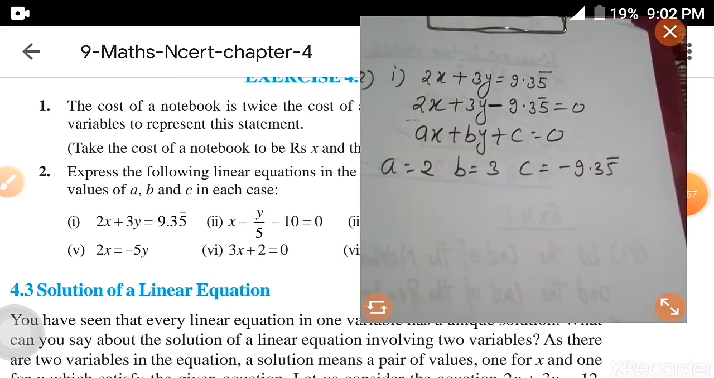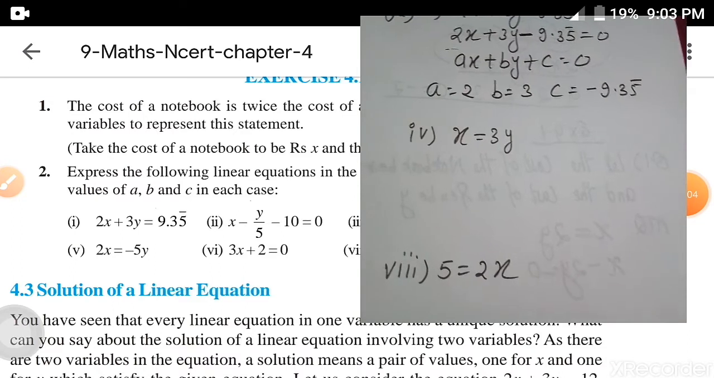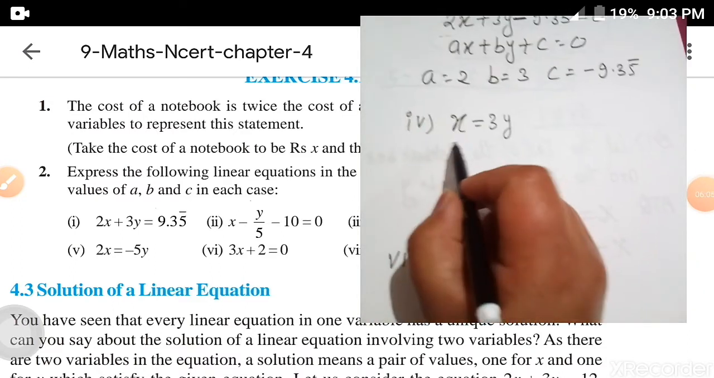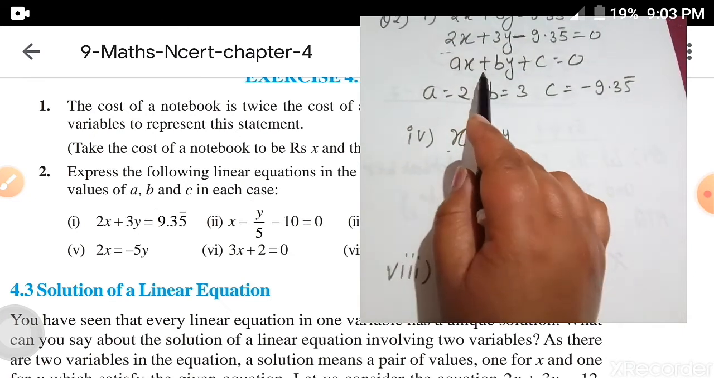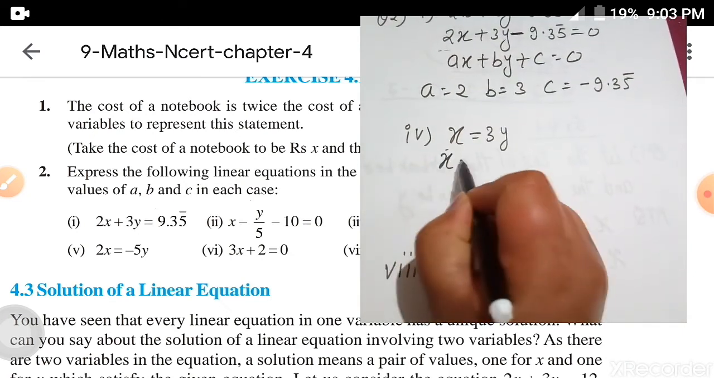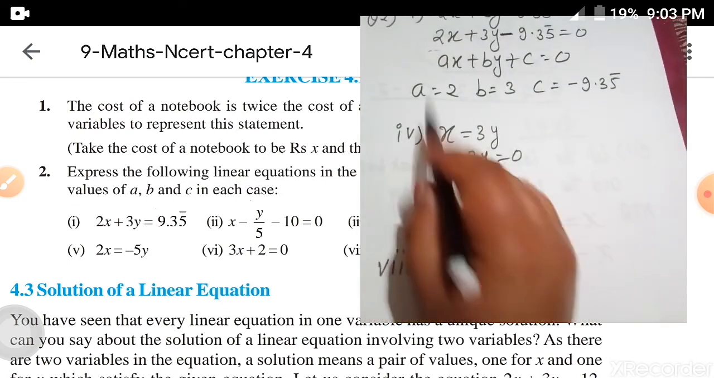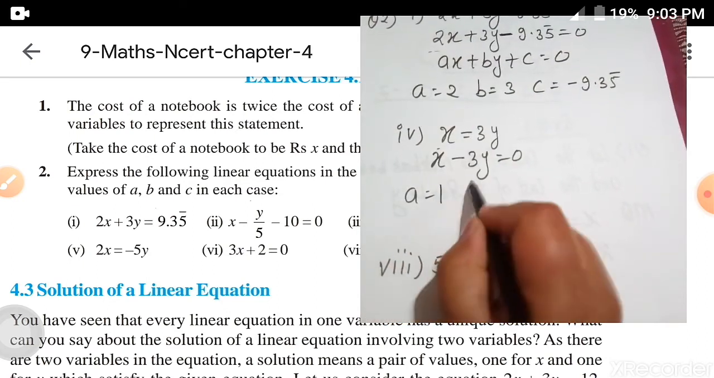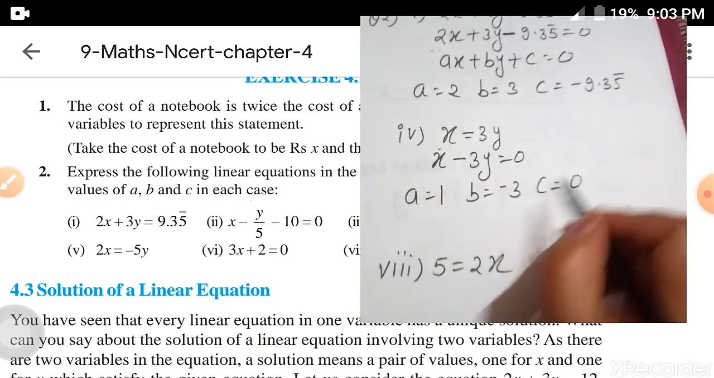We have to convert all these equations into the form ax plus by plus c. Two more questions I want to solve for you. You can see that this is again not in the standard form ax plus by plus c. So first I will write x minus 3y equal to 0. Now on comparing with this, you will write a is equal to 1, b is equal to minus 3 and c is equal to 0.